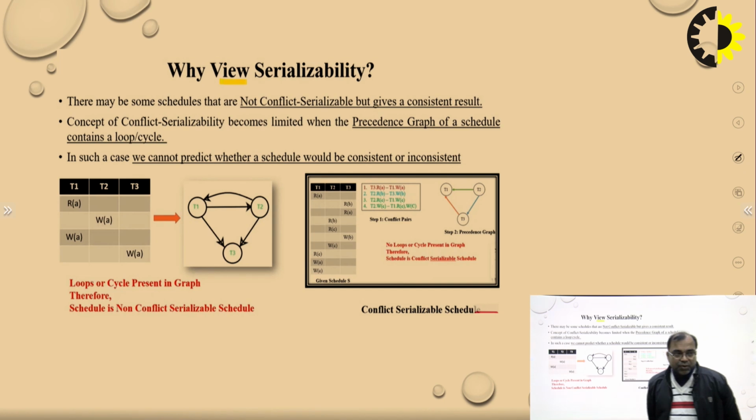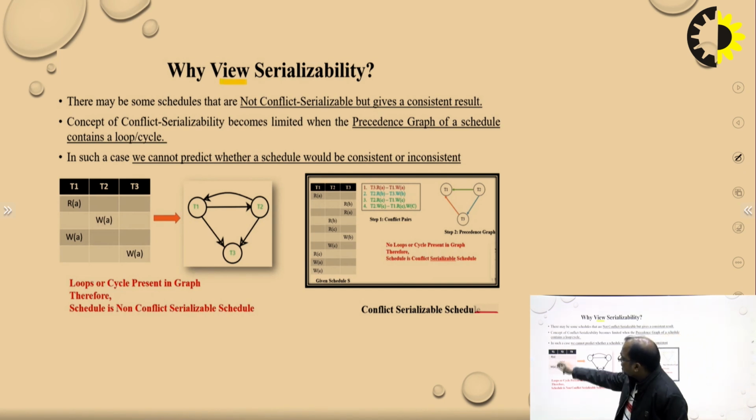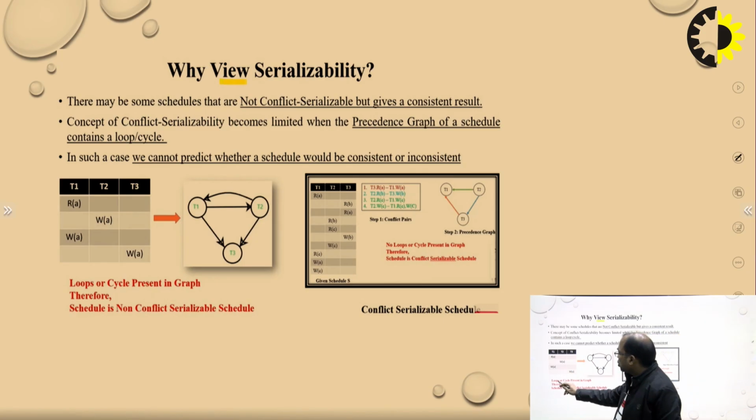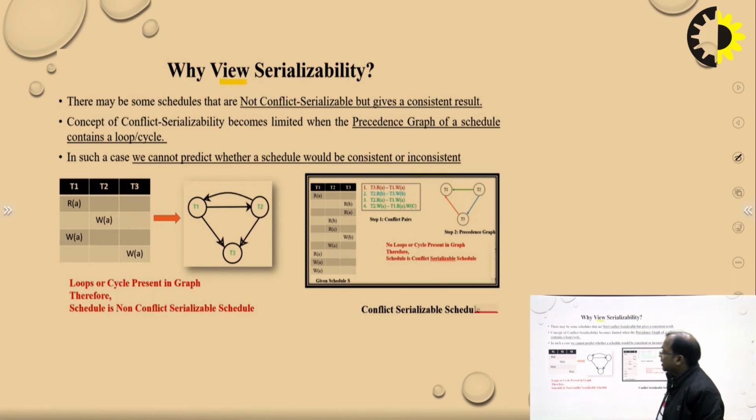Clear? So here there is an example of three transactions in a schedule, T1, T2 and T3. Then read of A, write of A, write of A and write of A. There is only one data item. Now a loop or a cycle is present in the graph, so therefore the schedule is non-conflict serializable.